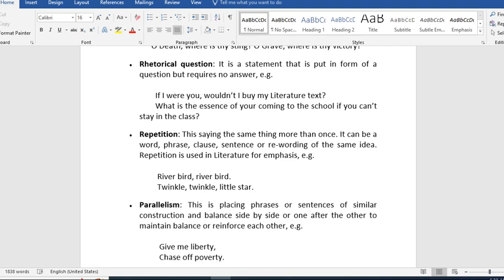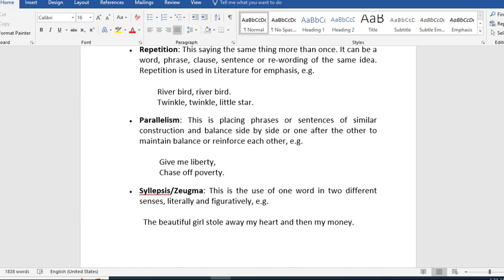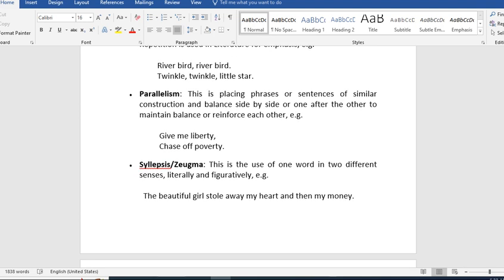Repetition. This is saying the same thing more than once. It can be a word, phrase, clause, sentence, or rewording of the same idea. Repetition is used in literature for emphasis. For example, "twinkle, twinkle, little star." These are examples of repetition. They are just to lay emphasis or to call the attention of readers.